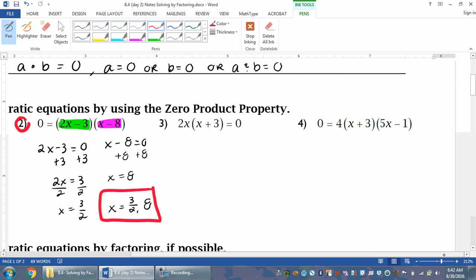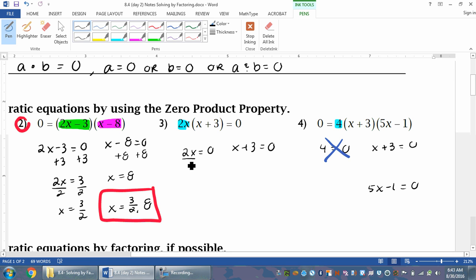Now let's look at the difference between 3 and 4. As you notice, both number 3 and number 4 are already factored. Here I have a 2x in front, and in number 4 I have a 4 in front. One of them you ignore the first term, and the other one you actually set equal to 0. So in 3, we're going to set 2x equal to 0, as well as x plus 3 equal to 0. Here, we don't set 4 equal to 0, because does that make sense? No, because 4 equals 4, not 0. So in number 4, we're just going to set x plus 3 equal to 0, and 5x minus 1 equal to 0.